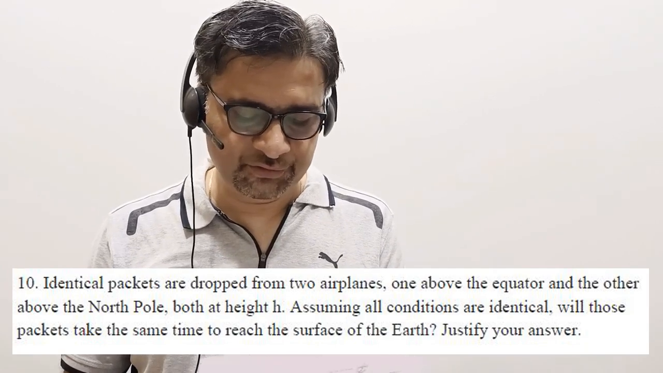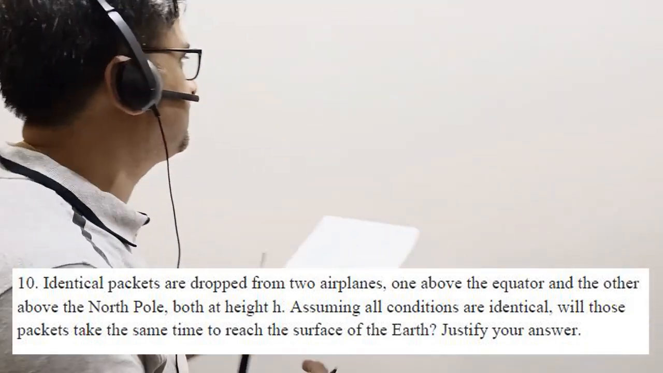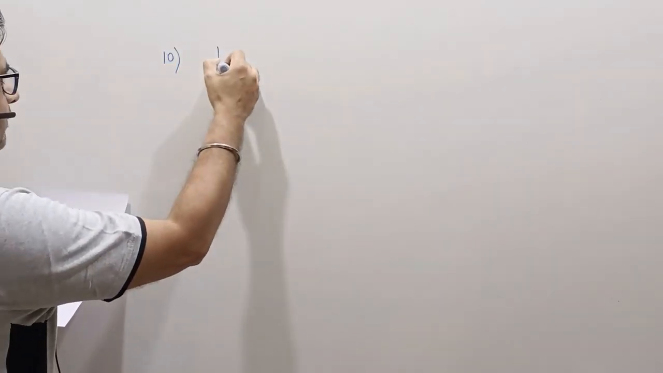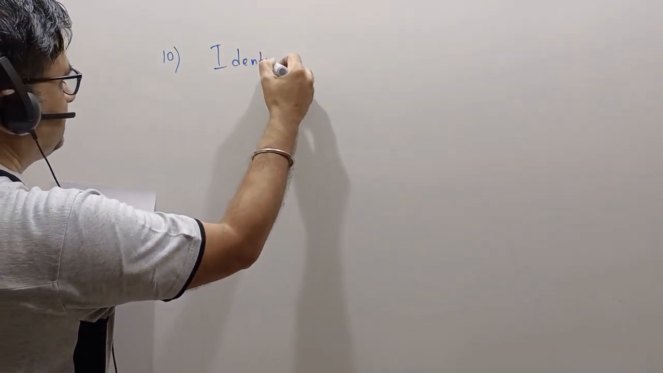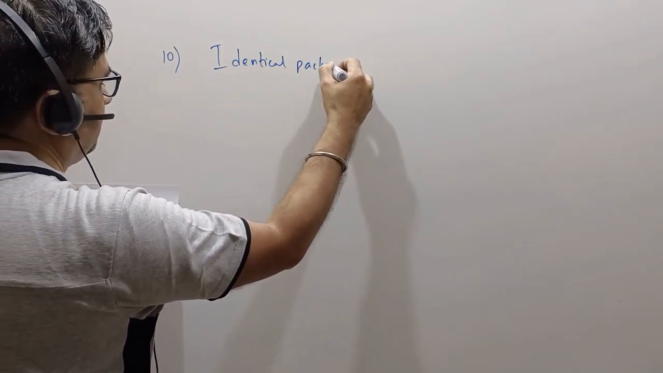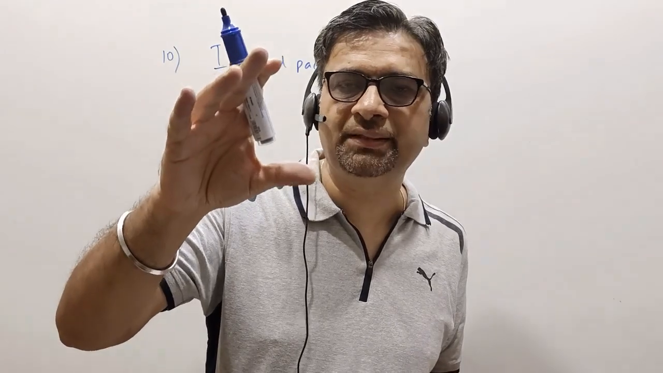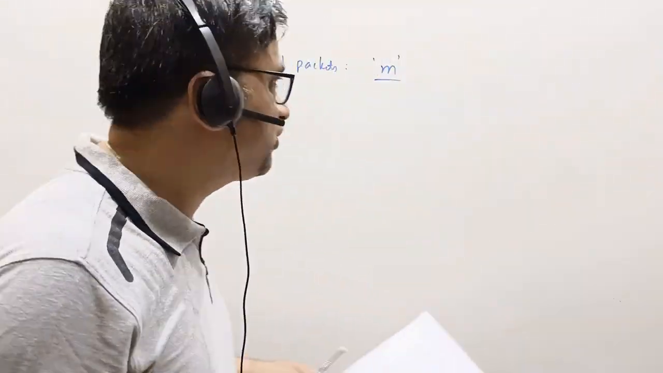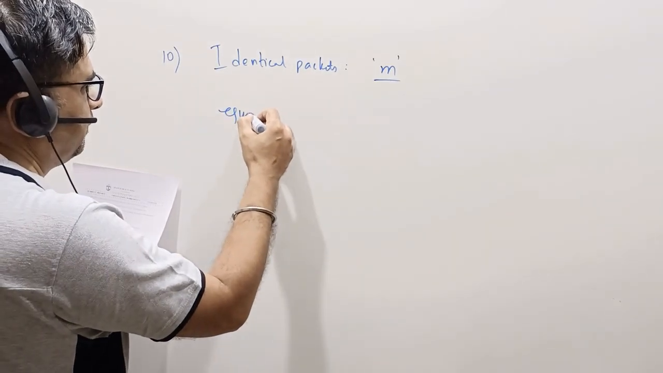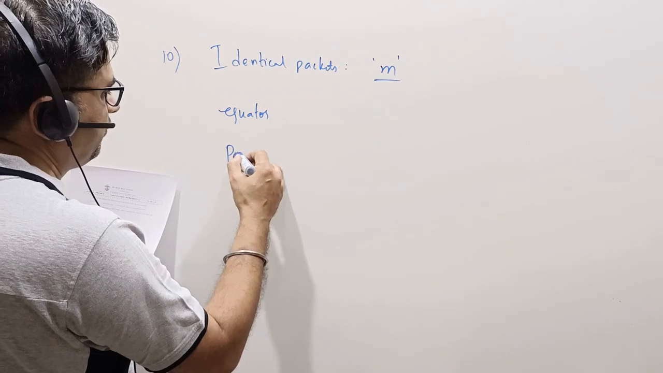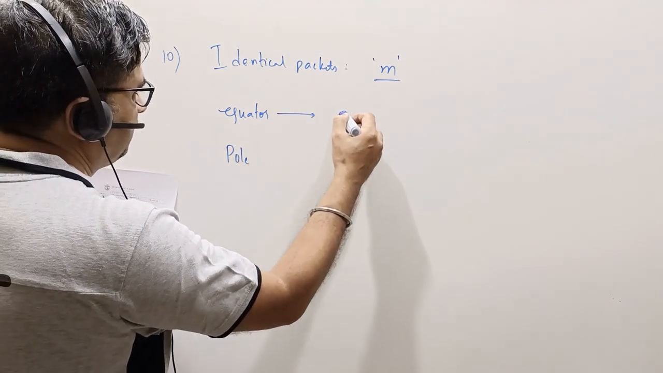So we're talking about identical packets. Let their masses be m. It really doesn't matter, that's another topic altogether. It doesn't matter what their masses are; if they had different masses, it wouldn't really matter. But anyway, here it is given that the packets are identical, so let them have equal masses m. One is dropped from the equator and the other is dropped from the pole. And the distance covered is h in both cases.